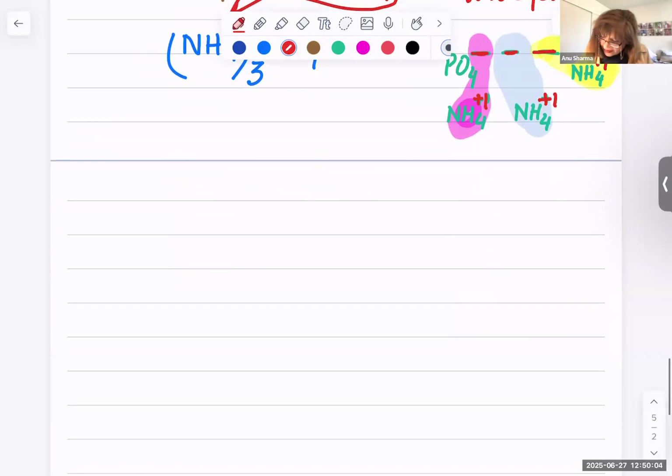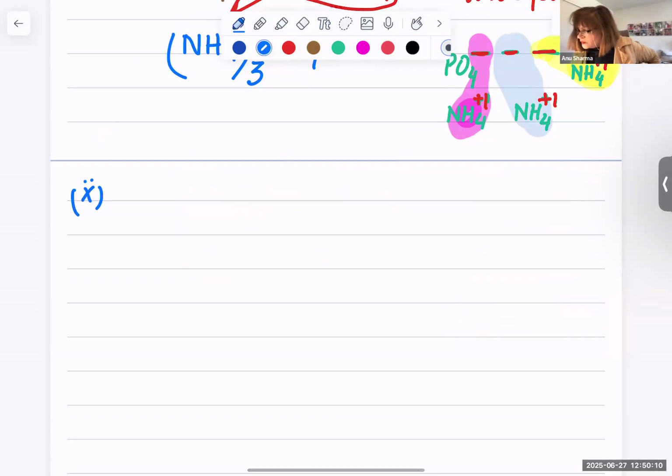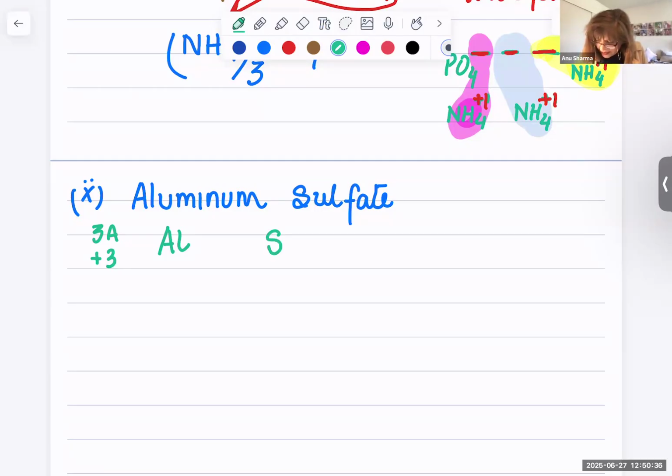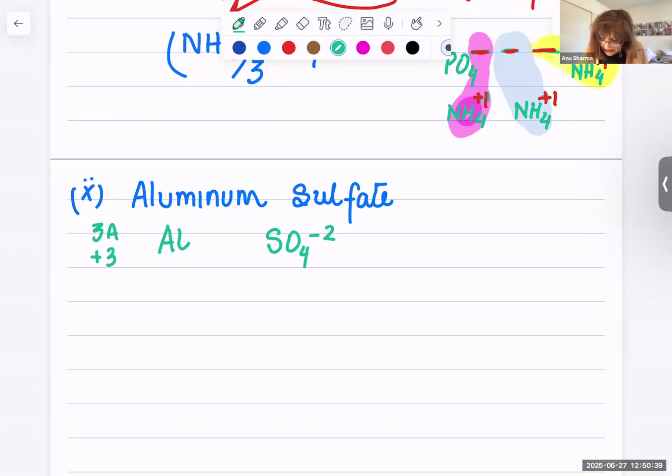All right. And now the other one, aluminum sulfate: aluminum and sulfate. Aluminum is just aluminum, right? Symbol is Al, group 3A, +3 charge, 3 valence electrons. Sulfate is SO4 with a -2 charge. That is what it is. So this is +3, and crisscross: this number comes here, and this number goes here. And what do you get here?